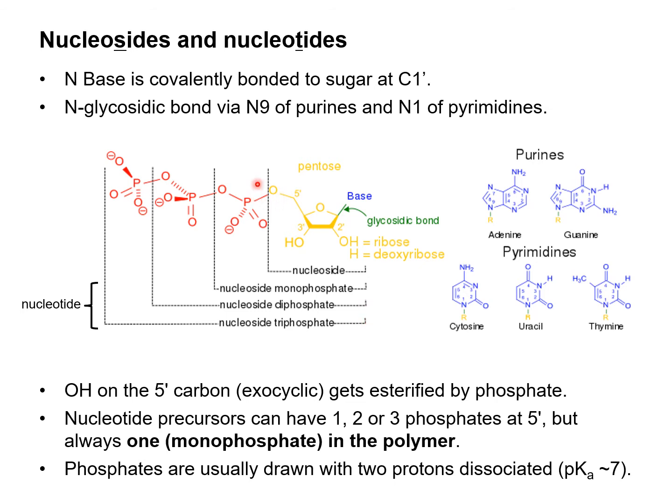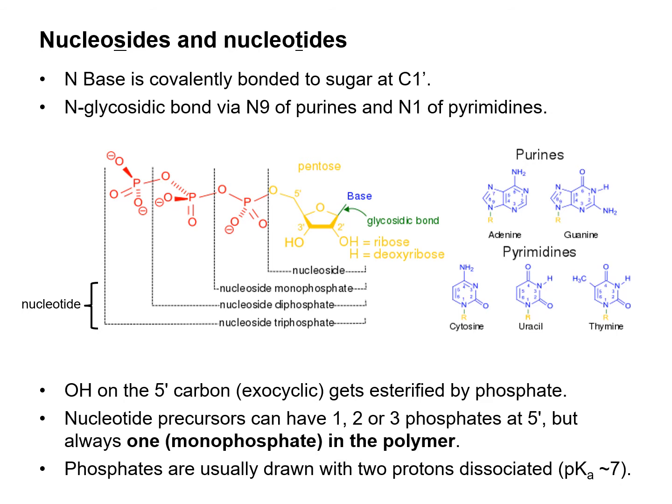And this hydroxyl group on the 5' carbon, which is exocyclic because it's outside of this pentose cycle, gets esterified by the phosphate to get the nucleotides here. And the nucleotide precursors, like we discussed, have 1, 2, or 3 phosphates there, especially at the 5' region. But in the DNA, which is the nucleic acid, the polymer structure, there's going to be only 1 phosphate attached to it. So it's always going to be the monophosphate, with the other sugar that is attached to this pentose sugar.